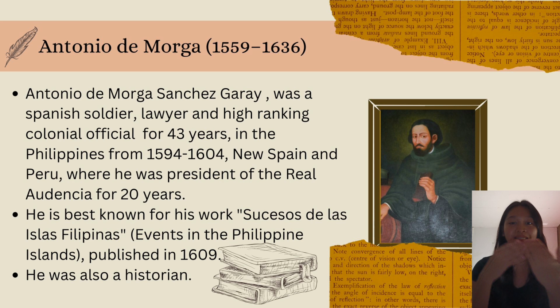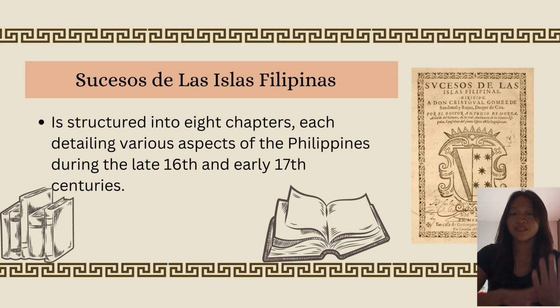Sucesos de las Islas Filipinas means events in the Philippine Islands. It was again published in 1609. Antonio de Morga is also a historian. This book is structured into 8 chapters, each detailing various aspects of the Philippines during the 16th and the early 17th century.